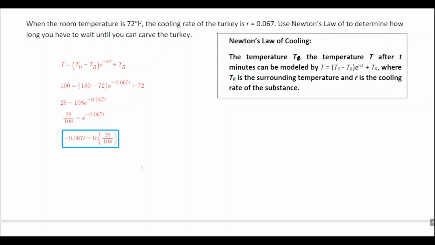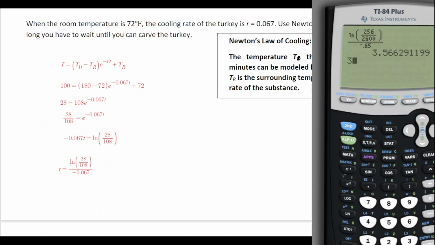We're getting very close here. And now I need to divide by negative 0.067 on both sides. So I get t equals this natural logarithm divided by negative 0.067. And this is something I'm going to put in the calculator, very similar to how the last problem was set up. So let me pull up the calculator and we will type it in, the natural log. Oops, let's clear that out.